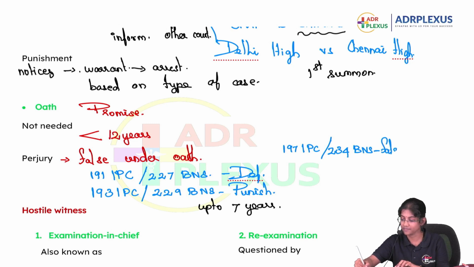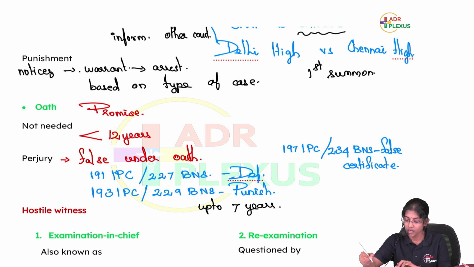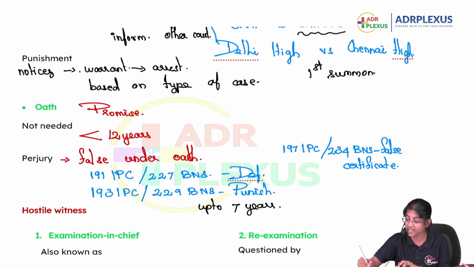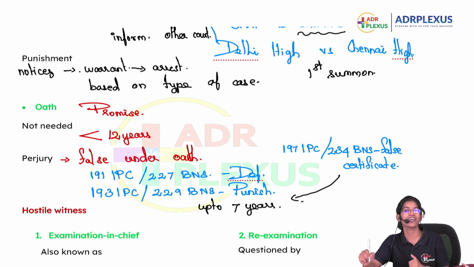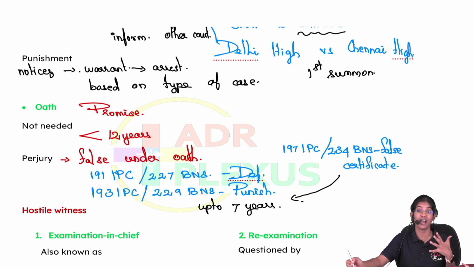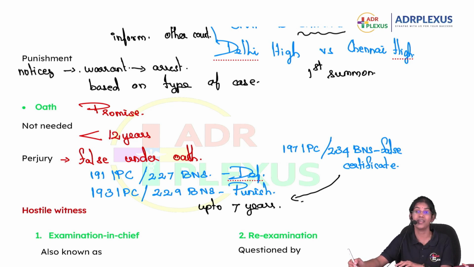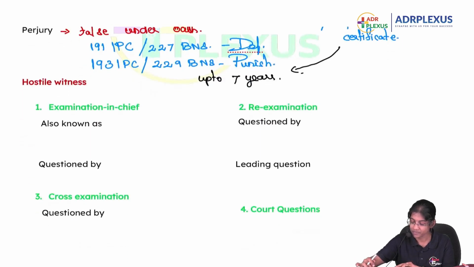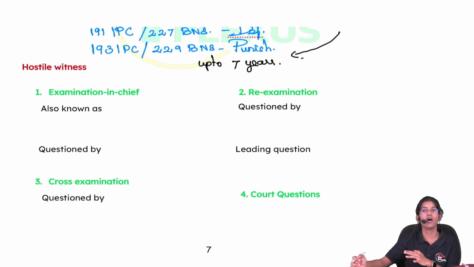False certificate. Here, they make it very clear that the punishment is going to be up to 7 years. So that's why again and again nowadays we are seeing cases where for false certificates, doctors are being called up and asked as to what has happened.